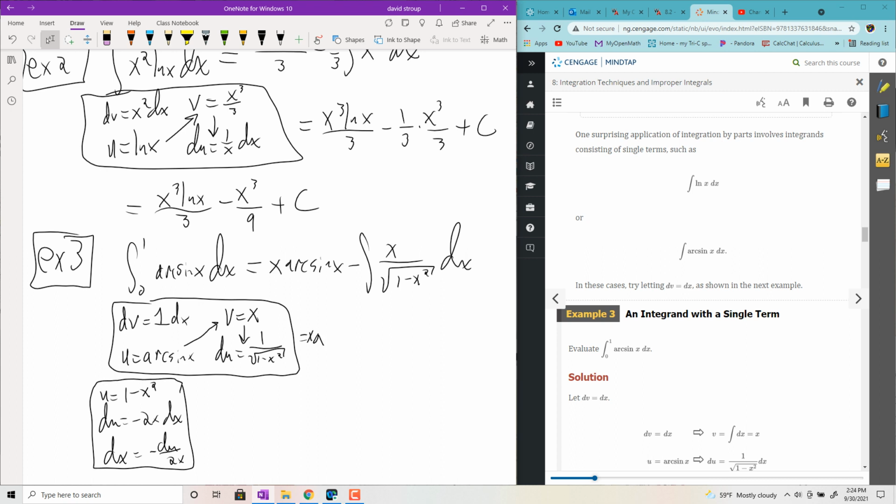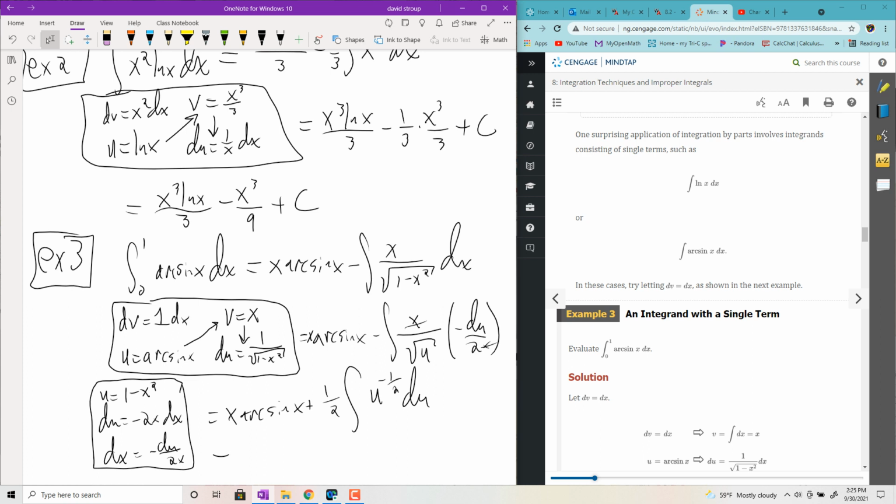Let's see, we have x arc sine of x minus the integral of x all over now the square root of u times dx, which is negative du over 2x. So I'll have x arc sine x minus what will become plus 1/2 integral. The x's are gone. 1 over the square root of u is really u to the negative 1/2, so let's just write it that way. Then I have x arc sine x plus 1/2 u to negative 1/2 plus 1 is 1/2, times the reciprocal, which will be 2 over 1.